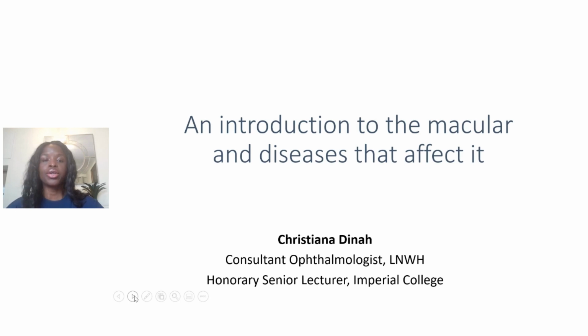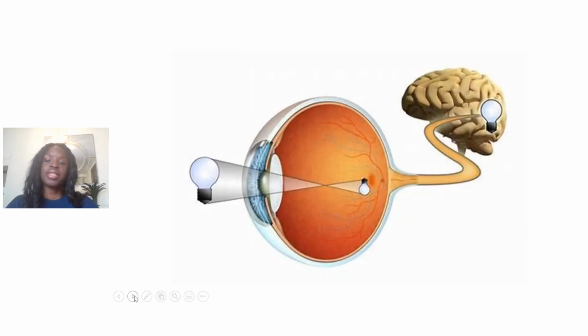at Imperial College. Today I'll be talking to you about the macula, a very small but important part of the eye, and also the diseases that affect it. The function of the eye is to allow us to make sense of our surroundings. In order to do this, we need light, an eye that's organized to process that light, and also pathways to the brain that make sense of the information arriving from the eye.